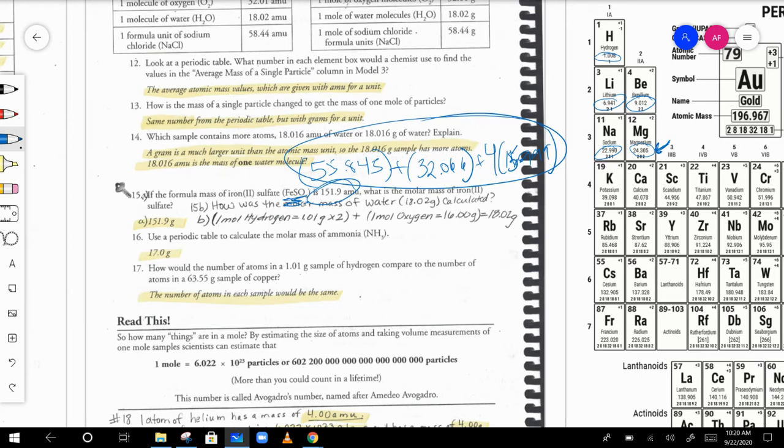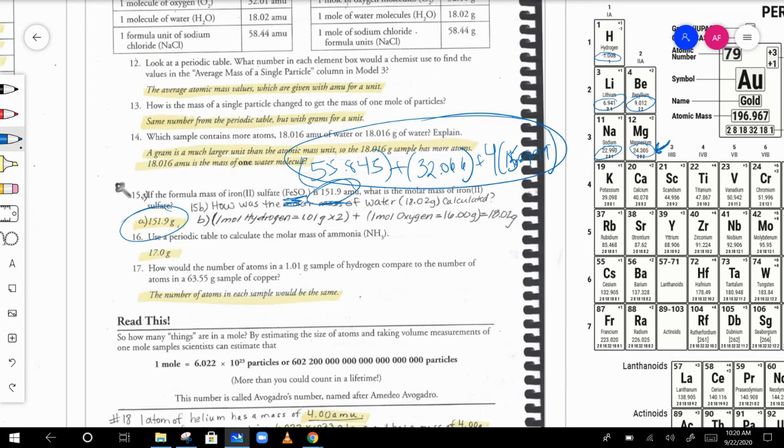So if we had a mole of this compound, it would weigh 151.9 grams. If we had one molecule of it, it'd weigh 151.9 AMU. Again, when we have a mole of something, it's just converting the AMU to grams.